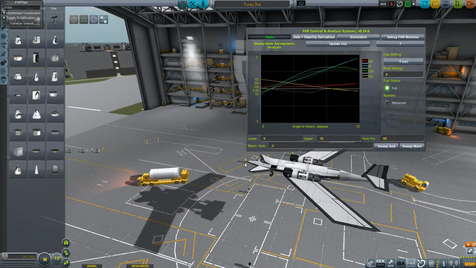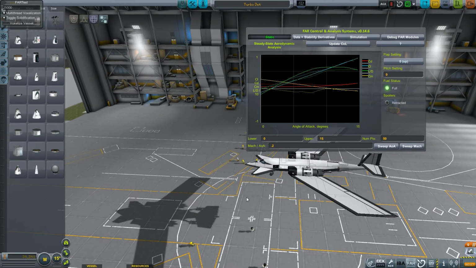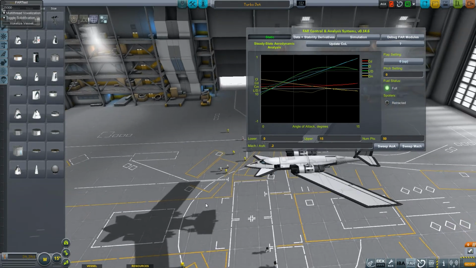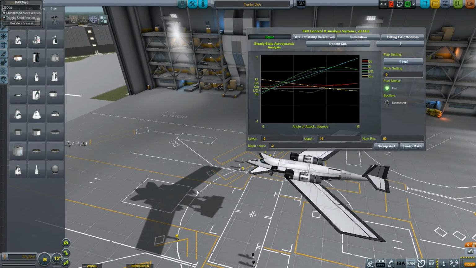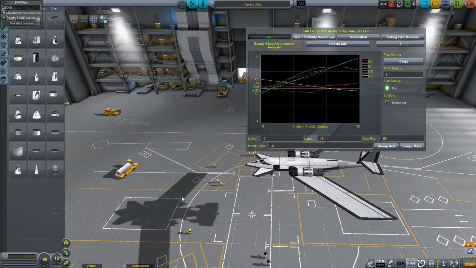If you are having a difficulty getting the pitch moment to move when you adjust your flaps, you may need to upgrade to the latest dev version of Ferram Aerospace. Some mods seem to be conflicting, or there seems to be some bugs in the Ferram Aerospace where it is not updating properly. If you have the latest dev version, you should have this little screen here at the time of this recording.